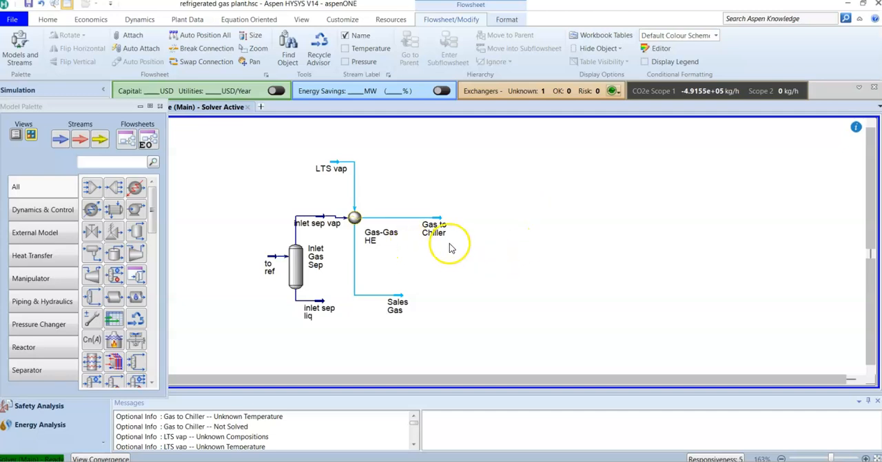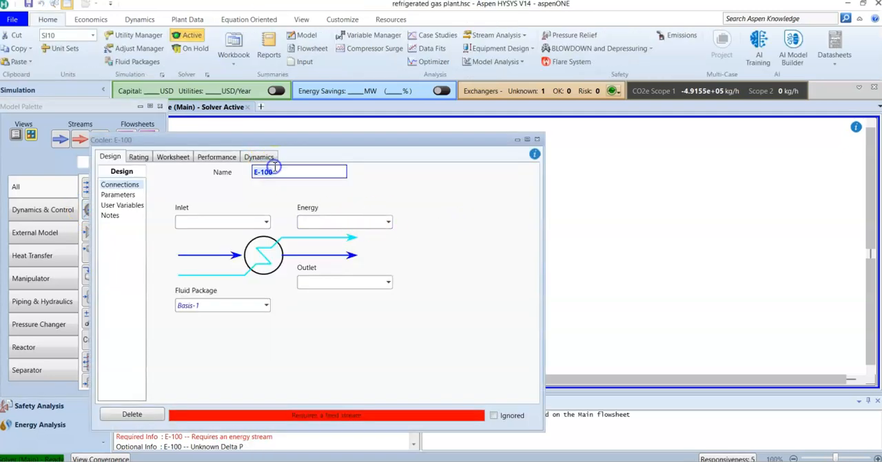Okay, so now my gas is going to the chiller. In this case I am going to add a cooler to lower the temperature, and this cooler will be named chiller. The inlet for this one will be the stream to chiller, and the outlet of this one, gas to LTS. So the outlet here is gas to low temperature separator, which we are going to add later.